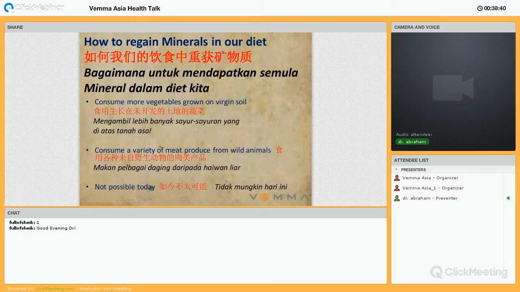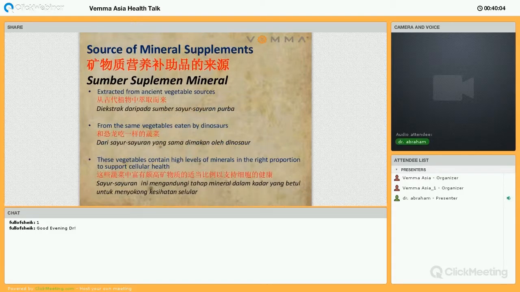The second thing would be to make sure that you have a variety of meat from animals. Animals have more concentration of minerals, and they find that it is the wild animals that have more concentration of minerals. So, what can we do? Can we do something about this? The only way to do that would be to get mineral supplements, something to supplement your diet.